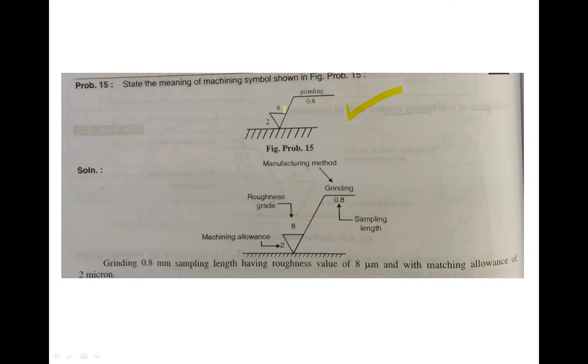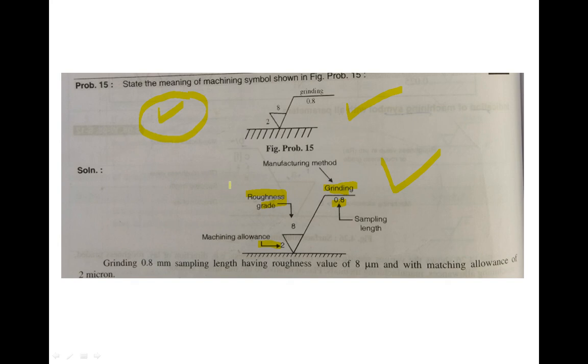So what is this 8? 8 is the roughness grade. This 2 is machining allowance. Machining allowance is 2, and this 0.8 is sampling length, and the manufacturing method is grinding. So this is the meaning of this machining symbol: grinding, 0.8 mm sampling length, having roughness value 8 micrometer with machining allowance of 2 microns. So this is the example of a general machining symbol with all parameters.